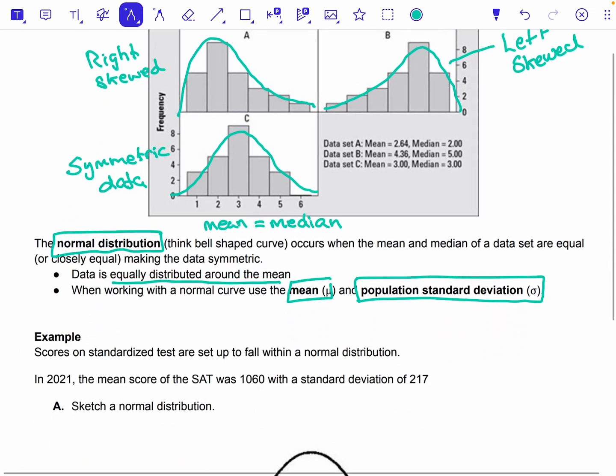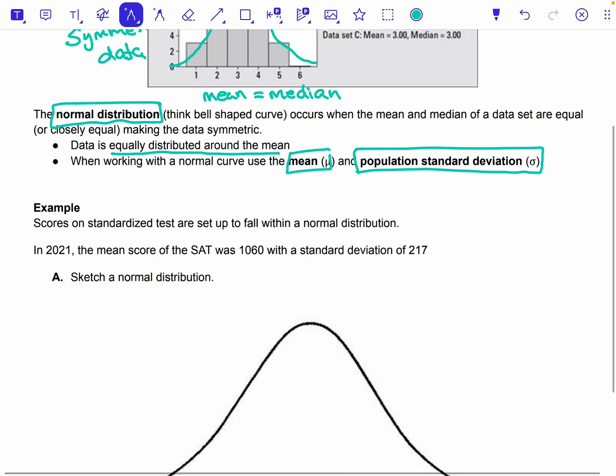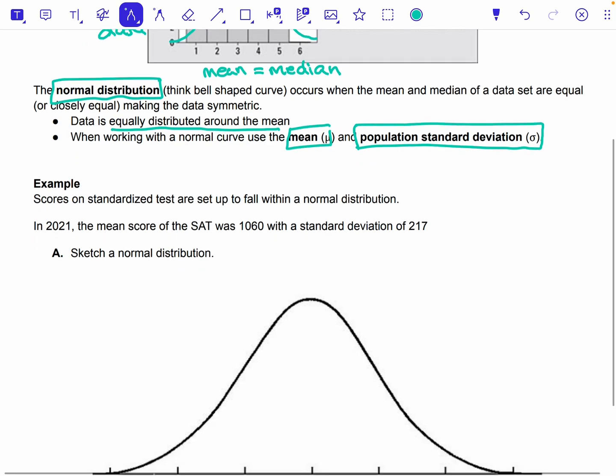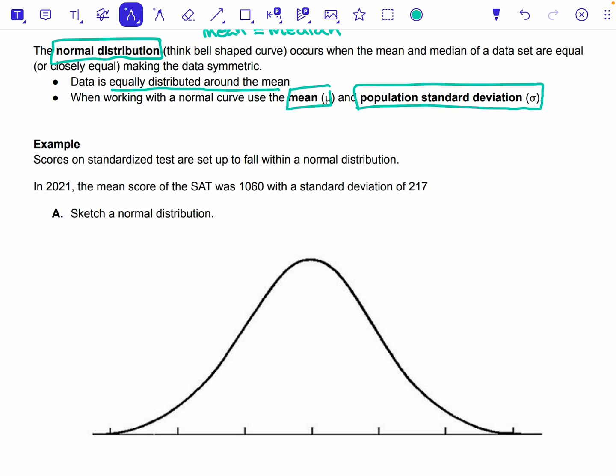So a pretty common situation when dealing with normal distributions is standardized tests, because the scoring of a standardized test is actually intentionally set up to be normally distributed. So you can look up online SAT scores, and they'll tell you the mean score and what the standard deviation is. So back in 2021, the mean score of the SAT was 1060 and it had a standard deviation of 217. Now a little reminder, standard deviation is telling you the spread away from the mean. So you almost want to think of it like distance from the mean.